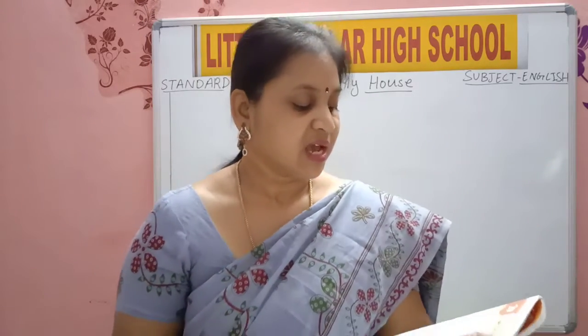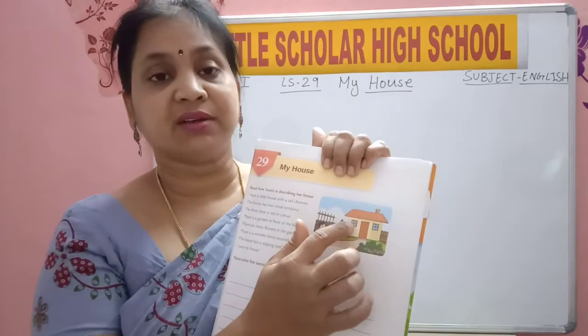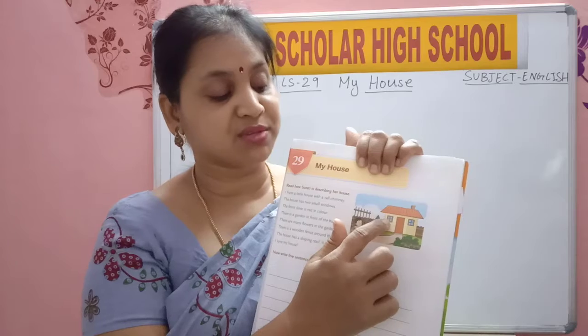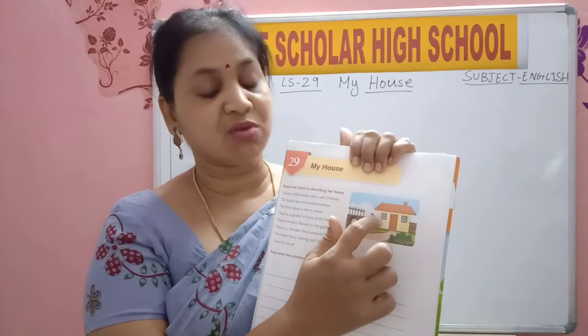Second sentence. The house has two small windows. She is describing about her house. How is her house? It has two windows. Yes, how many windows does this house have? Two windows. How many windows? Two windows.